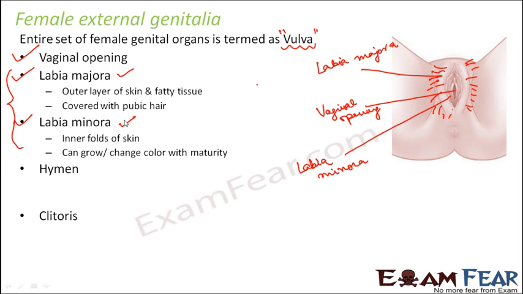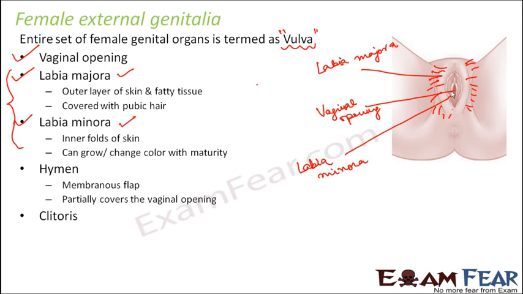So there is one difference between the two. Next is the hymen. So what is hymen? It is a membranous flap. It is a flap-like structure which partially covers the vaginal opening. So this vaginal opening is partially covered by this membrane. So that is why when sexual intercourse happens for the first time, there are chances that this hymen might break. And when the hymen breaks, there is bleeding which happens through the vaginal opening.